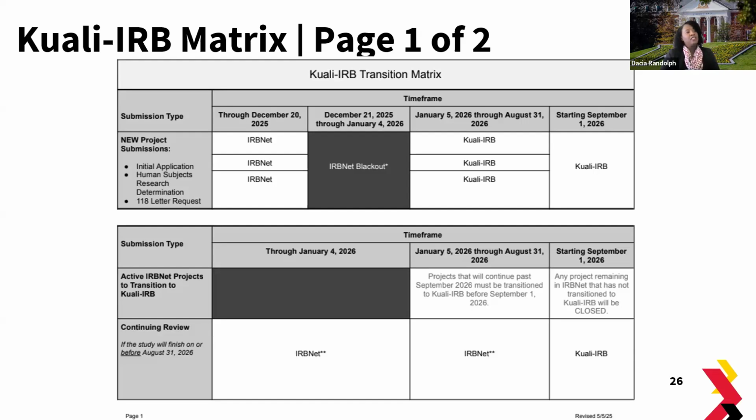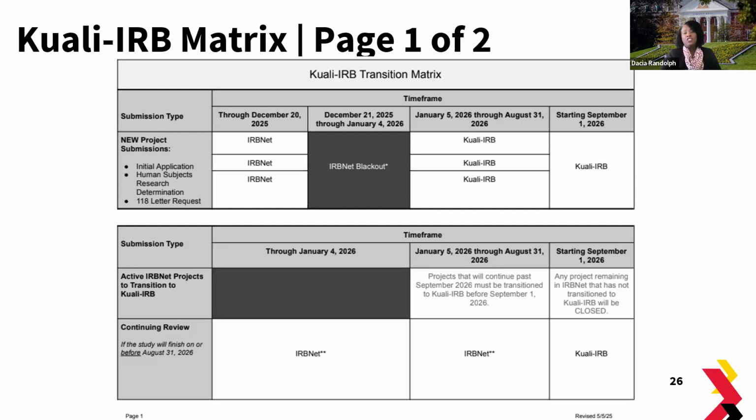So as you see here, the noted blackout period will be December 21st through January 4th, 2026. And I believe it's a 2-week time frame. During this time frame, the IRB office will not be receiving any IRB projects or reviews. Everything will just basically go black as they work behind the scenes to make the transition.